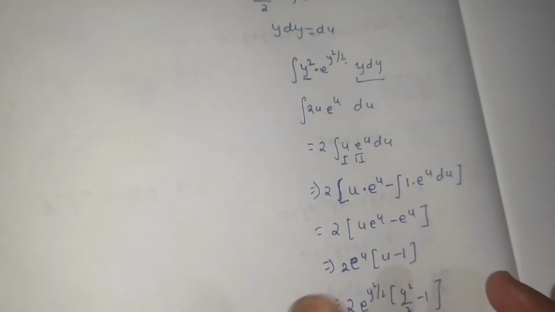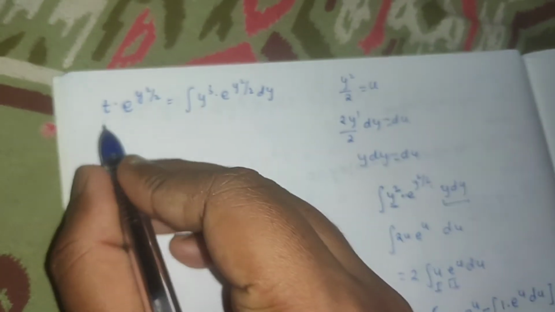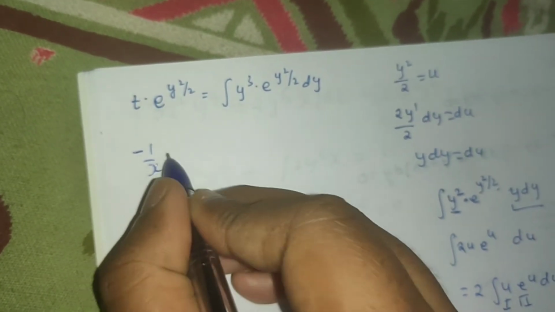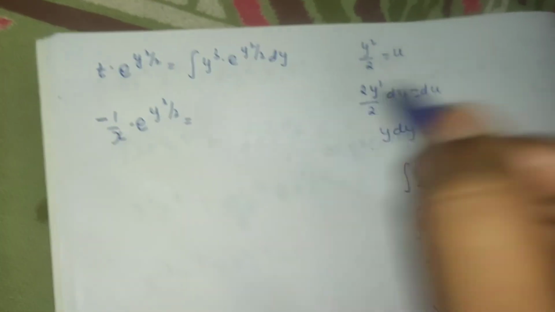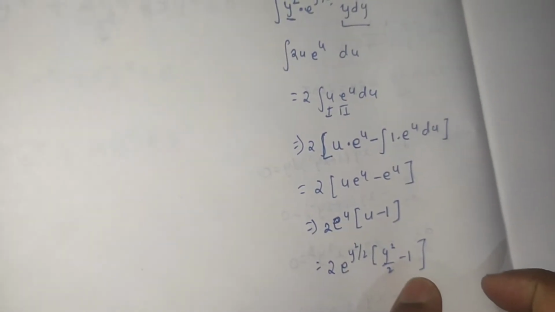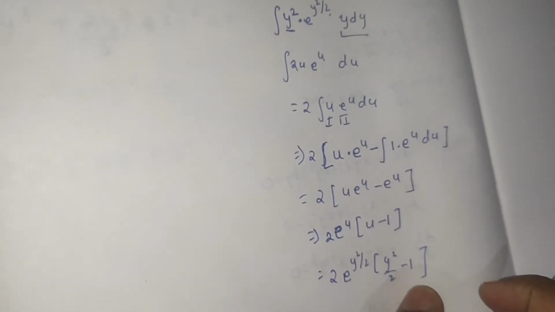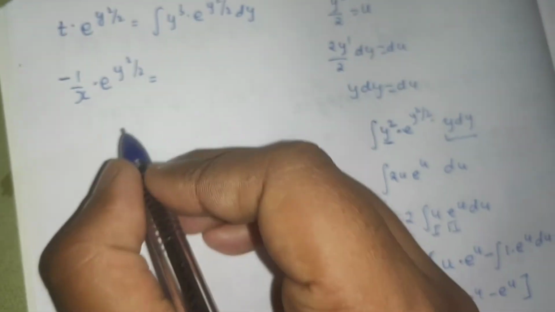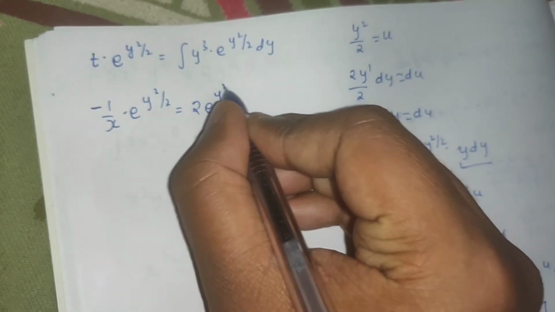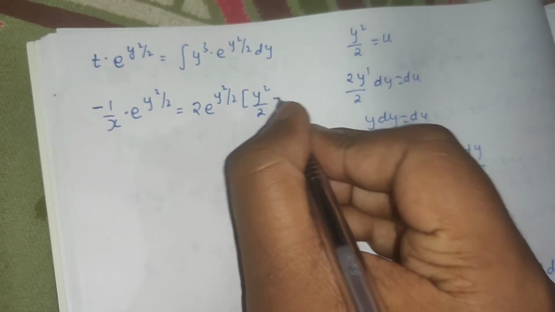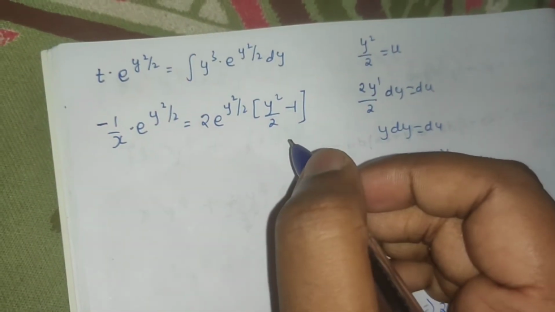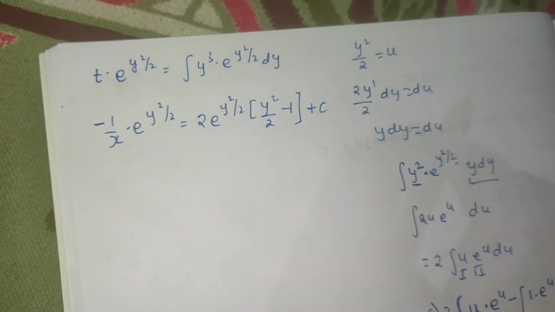A bit lengthy. You can do this separately. So t. Now what was your t? T was your assumption, which was minus 1 by x. So we can now replace it. So minus 1 by x e power y square by 2 equals to this whole integration giving us, we might take this 2 inside if at all we want. I don't want that. So 2 e power y square by 2, y square by 2 minus 1. So this can be plus constant c if you want.